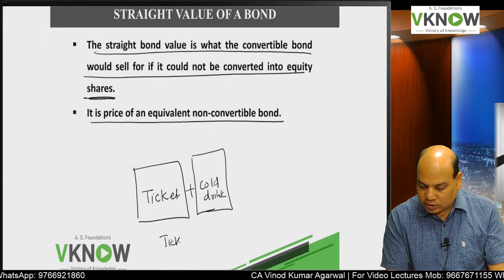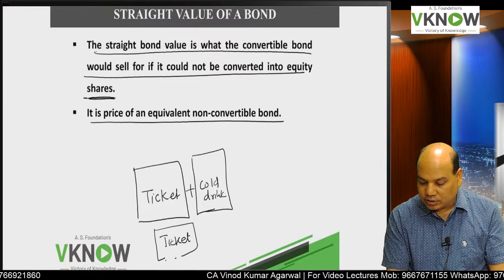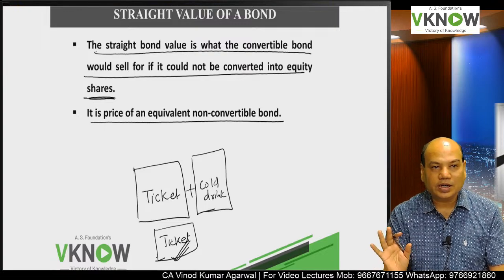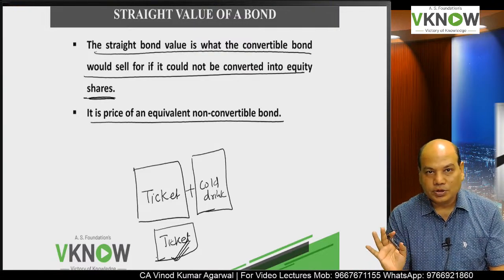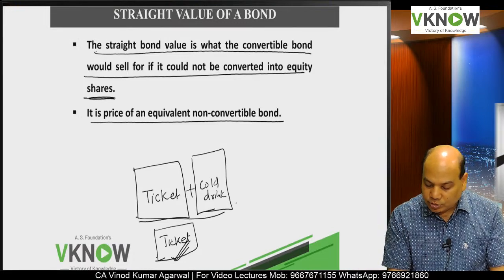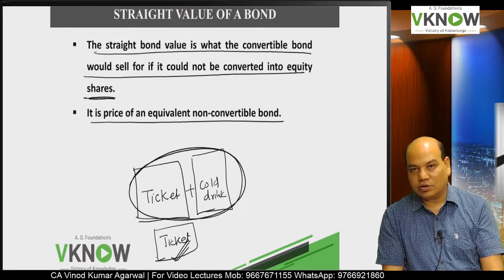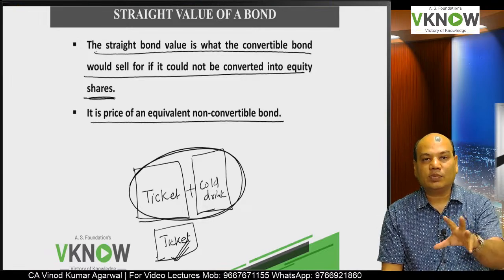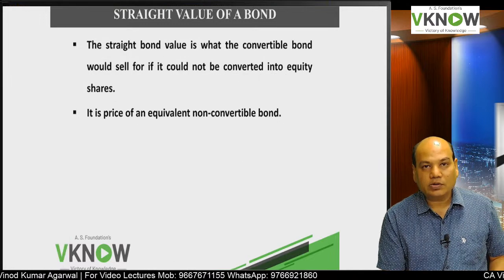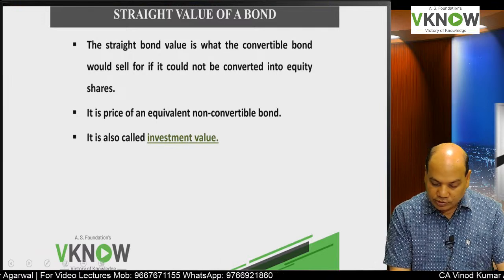You go to another theater where the same movie, only you can purchase the ticket. So this is like the straight value of the bond, which does not have any attachment, does not have any option, does not have any additional embedded feature. Whereas this bond, or this ticket plus the option, plus the cold drink feature, is like a convertible bond. So if I remove that conversion option, what will be the price of the bond? It is called the straight value of the bond, and it is also called investment value.